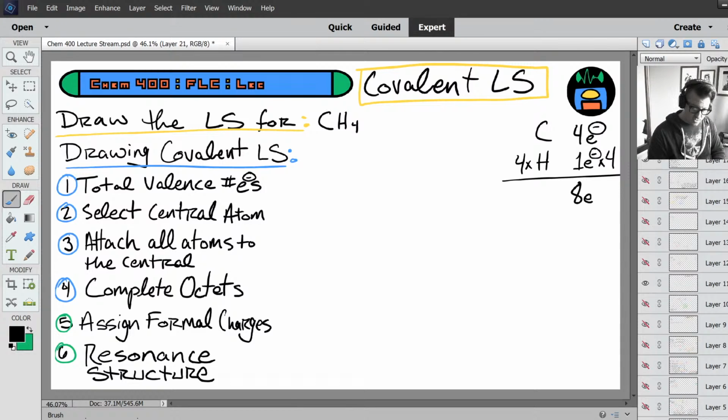8 electrons to spend. Now, something that's worth noting here is when you count your total valence electrons, this is a budget that we have, but it's not like a normal budget. A normal budget is, here's the maximum amount you can spend, but if you save money, that's a good thing. Then you have more money.